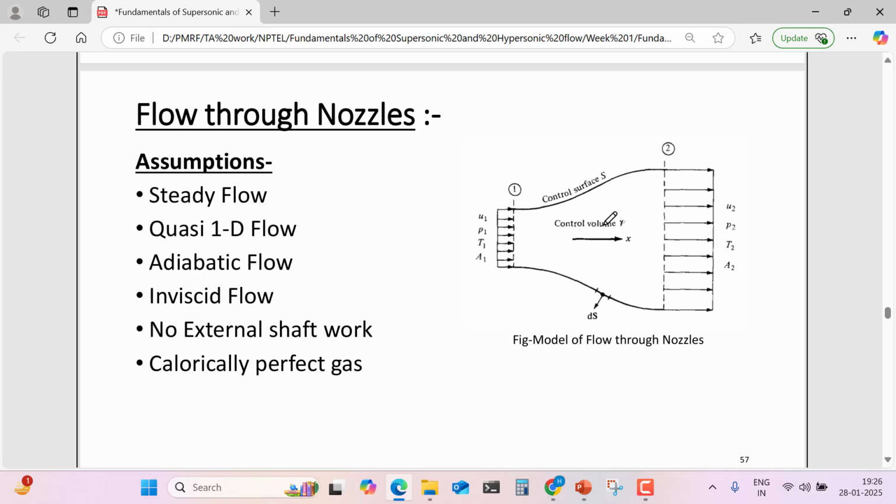Now we will see the flow through the nozzle. Let's say this is a CD nozzle, converging-diverging nozzle.